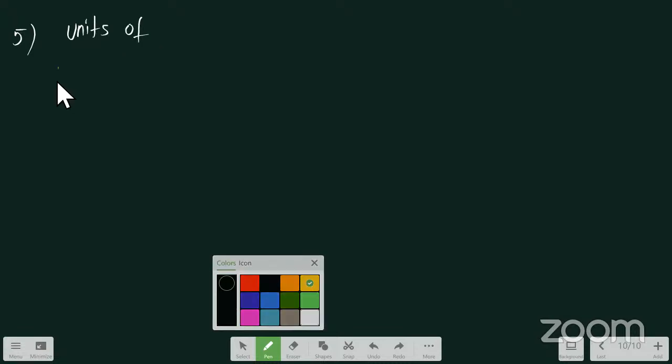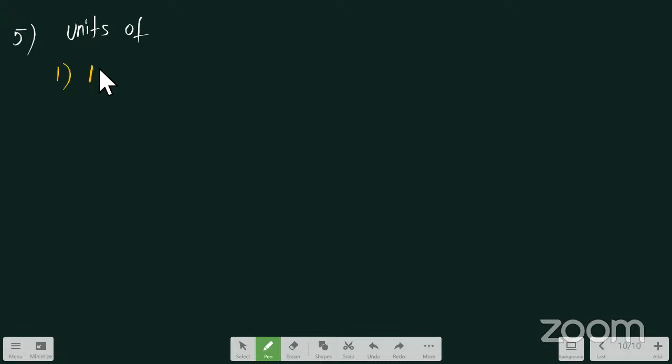Units of... I will be writing the answer directly. Your first question is asking about magnetic moment. Here, the unit of magnetic moment will be ampere meter square.